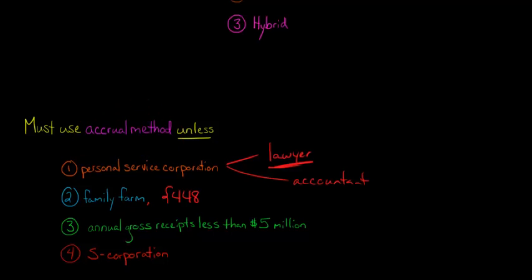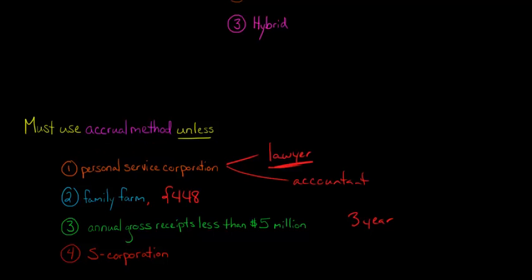Now, actually, with this $5 million, the IRS is going to go back over a prior 3-year period, and they're going to take the average of those 3 years. They're going to take your average annual gross receipts for those 3 years. If you've only been in business 1 year, then they'll just look at the 1 year. But basically the idea is if this is a small corporation, then you're not obligated to use the accrual method.